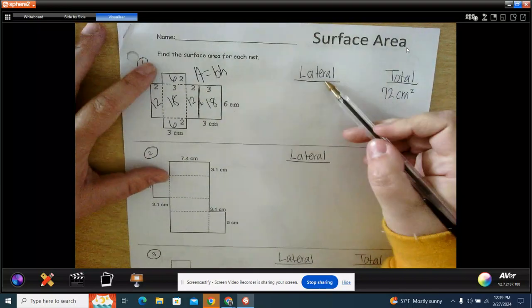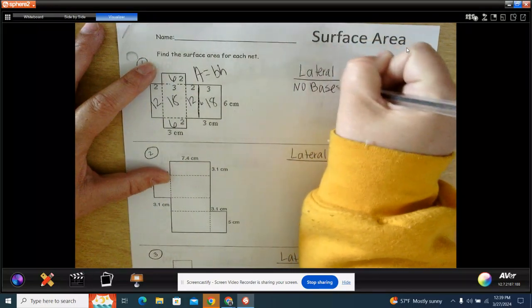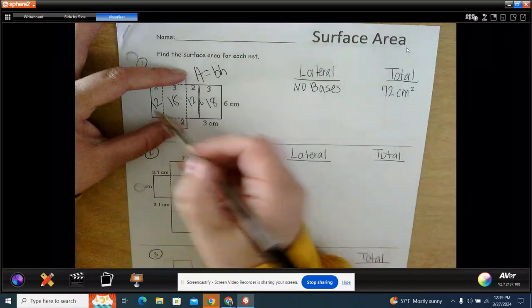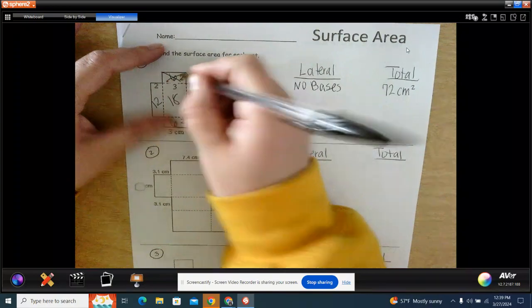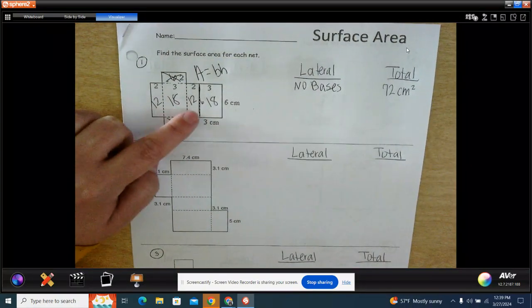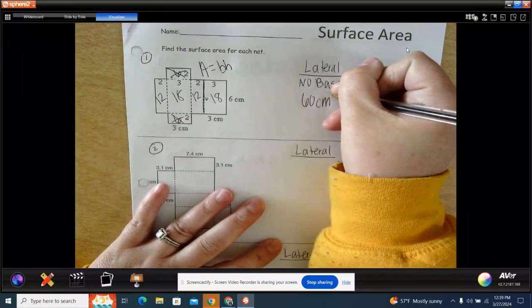To find the lateral, it's everything but the bases. So no bases. On a prism, it's everything but the 2 outside wings, so it's the middle section. So I'm not using the 6 or the other 6. So 12 plus 18, 12 plus 18 gives me a total of 60 centimeters squared.